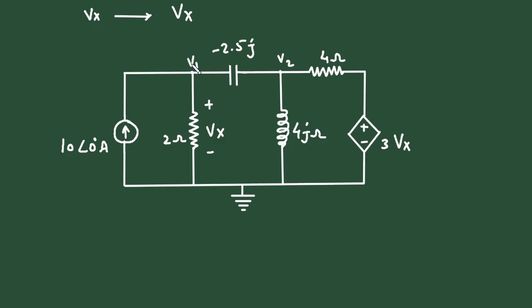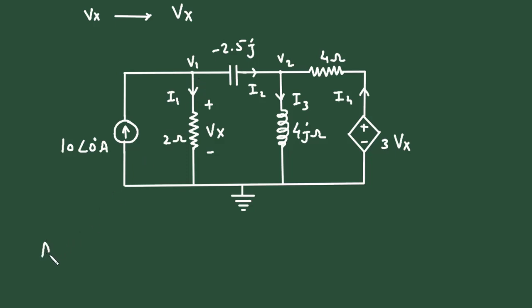Now let's say this is the current source, and let's say this is current I1, this is current I2, this is current I3, and this is current I4. So these are the currents we are assuming for applying nodal analysis to it. In nodal analysis, we use Kirchhoff's current law.